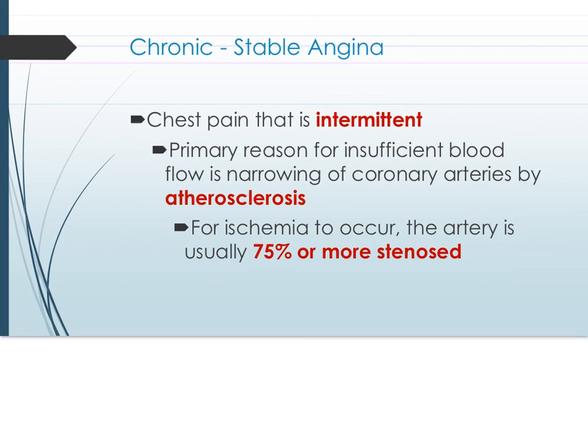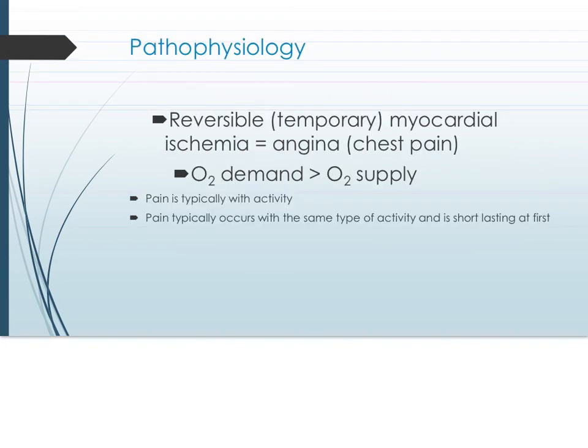I believe we've been over the majority of the info in this slide. Chronic stable angina is intermittent. The main reason people have it is because of atherosclerosis, which you've already talked about. And we already talked about the fact that someone who has chronic stable angina usually has a 75% or more stenosed artery. Angina is reversible. So when you equal out the oxygen supply and demand, the pain or chest pain should subside. For a lot of people, the chronic angina is caused by activity, and it is usually the same type of activity.